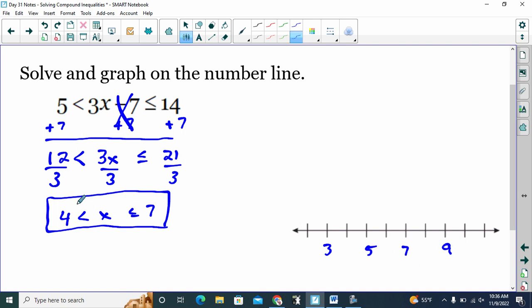Notice I've got an open circle at 4, a closed circle at 7, and my x needs to be between 4 and 7. It needs to be bigger than 4, but smaller than 7. And again, my shading's in between. I get the same answer, I get the same graph, no matter which way you do it. I don't care which way you do it, as long as you can get the correct answer, correct graph.